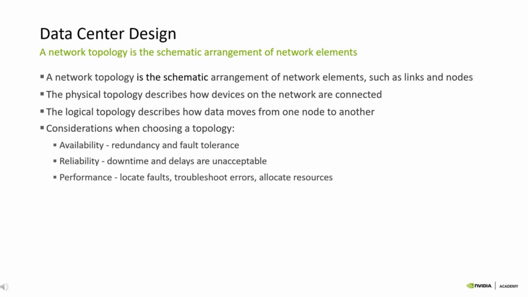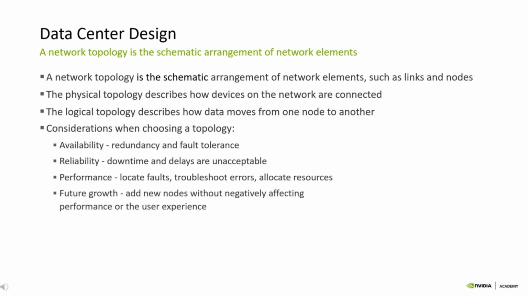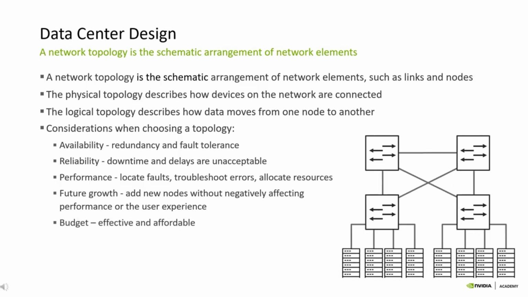Performance. The topology of a network is key to determining its performance. Choosing the right topology can increase performance while making it easier to locate faults, troubleshoot errors, and more effectively allocate resources across the network. Future growth. If the network is expected to grow in size in the mid to long term, choose a network topology that's easy to add new nodes to without negatively affecting performance or the user experience. Budget. You can choose a topology that is perfectly suited to your needs, but it may not be affordable. There will probably be a lower priced alternative that's nearly as effective.